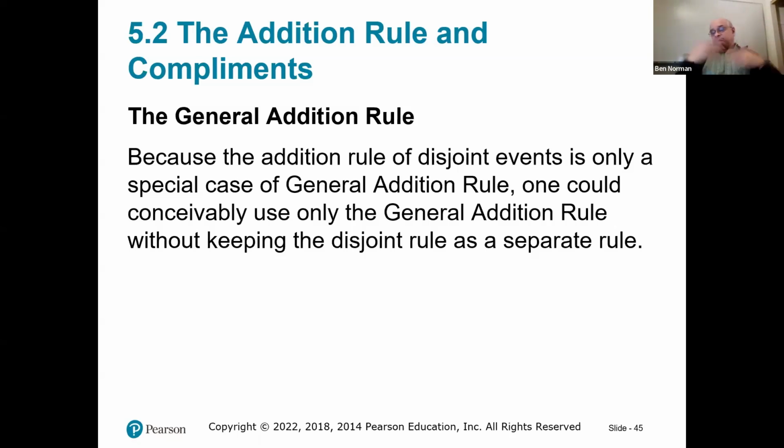If you can use just the general rule and remember that, hey, wait a minute, these are disjoint events, so that third term drops out.